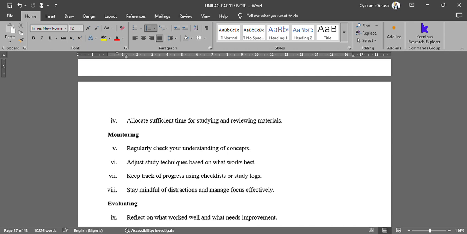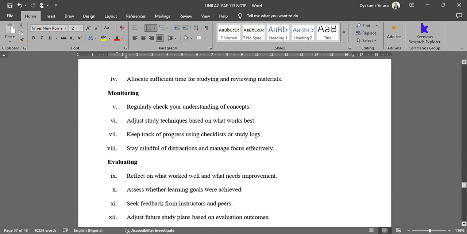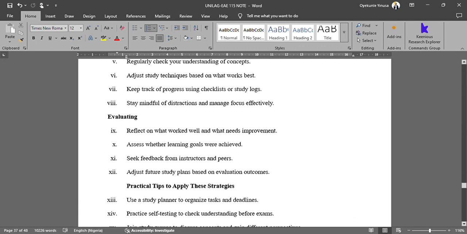The next strategy is the monitoring. How do you monitor your progress? How do you determine whether you are making progress or not? If you are making progress, still see room for improvement. If you are not making progress, what are the challenges? You must devise a means to surmount these challenges so that you can make progress. You must regularly check your understanding of concepts. You must adjust your checklist based on what works best for you. You must keep track of your progress using checklists or study logs.